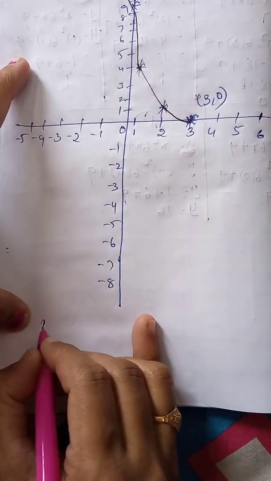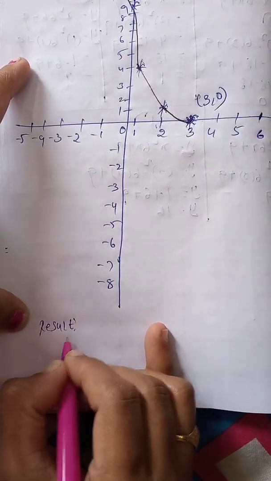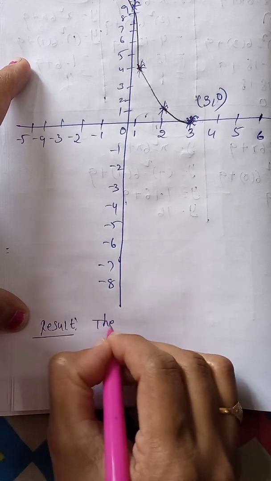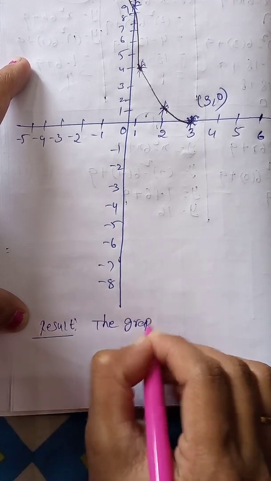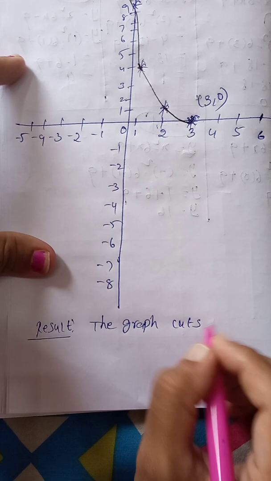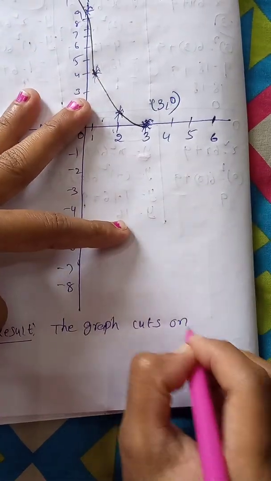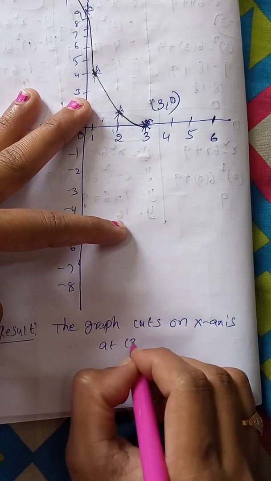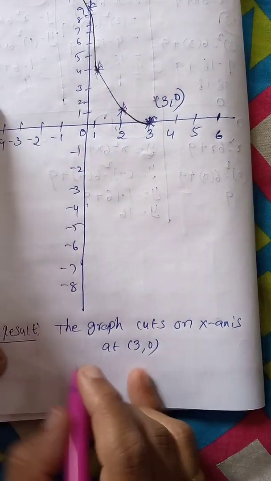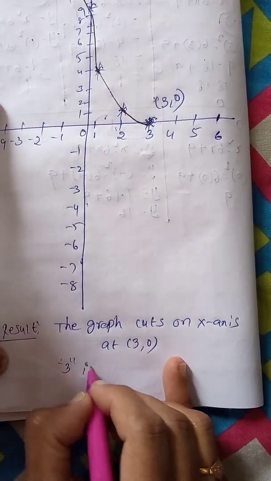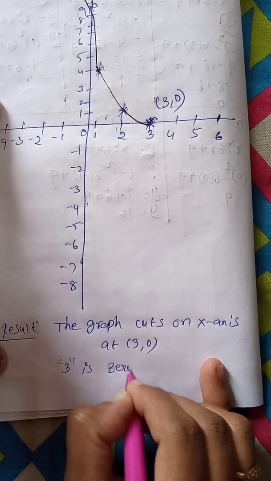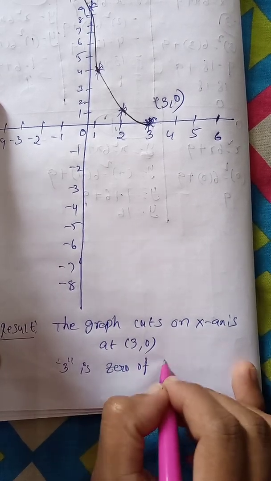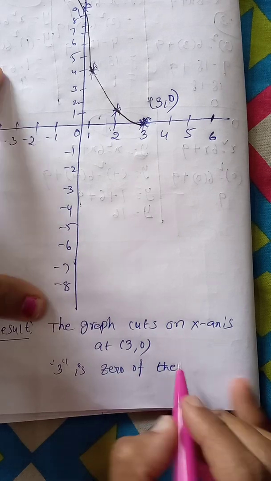So the result we can write as: the graph cuts the x-axis at 3 comma 0. So 3 is a zero of the given polynomial.